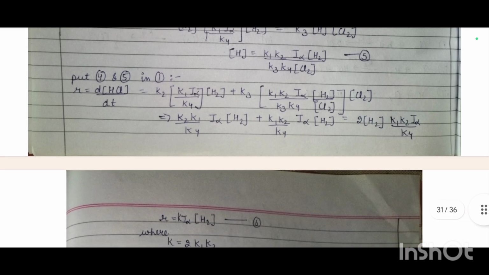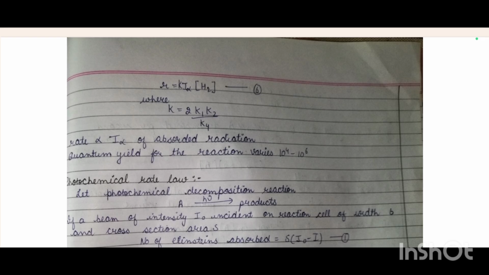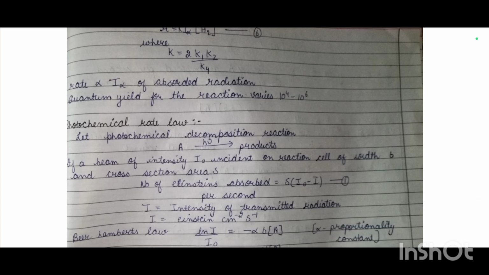From the above equation, we get d[HCl]/dt = k1 Iα/k4 × k2[H2] + k3 × k1 k2 Iα divided by k3 k4 × [H2]/[Cl2] × [Cl2]. So R = k Iα [H2], where k = 2k1k2/k4. The rate is directly proportional to Iα, the absorbed radiation, and the quantum yield for the reaction varies from 10^4 to 10^6.